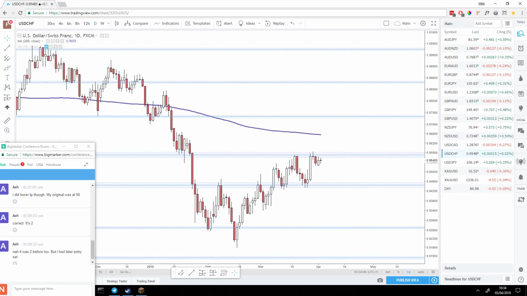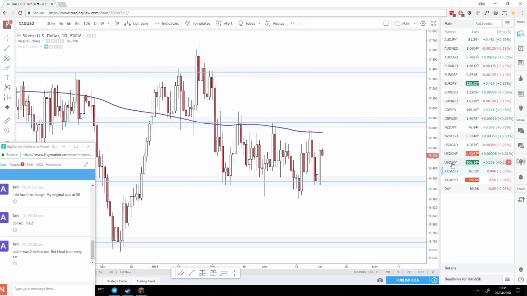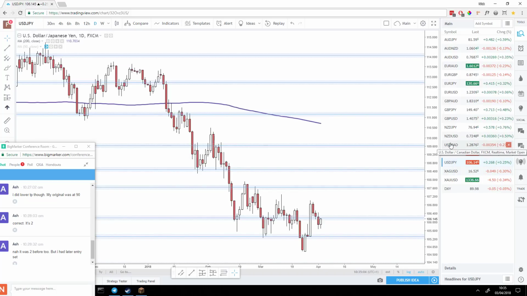So if price breaks above here, comes back down, I will be looking for a bullish continuation. But price has to break above the resistance area first. Other than that, guys, there's really not that much going on. Pretty boring start to the week, which is no surprise after the Easter weekend. Things just haven't really taken off yet.